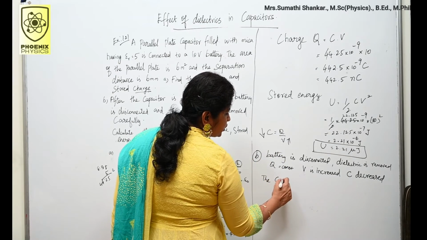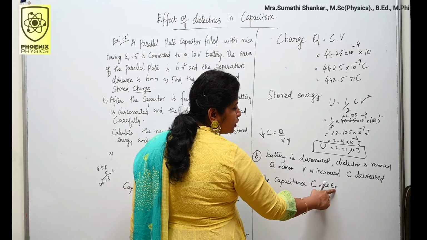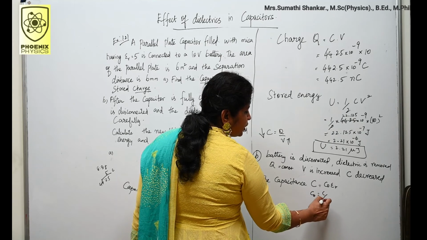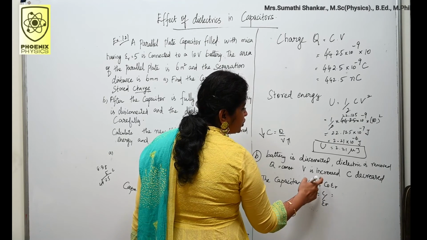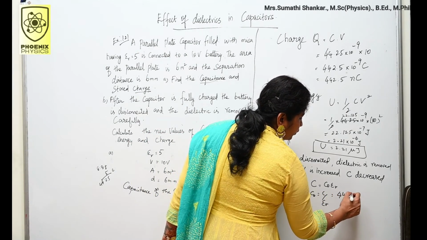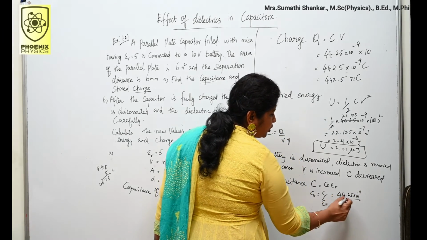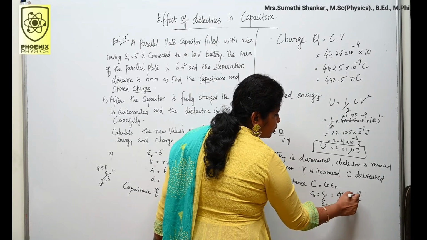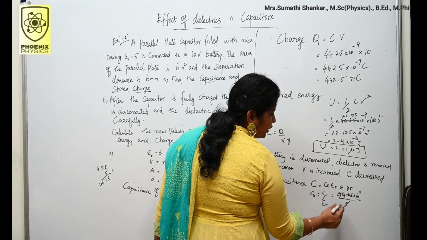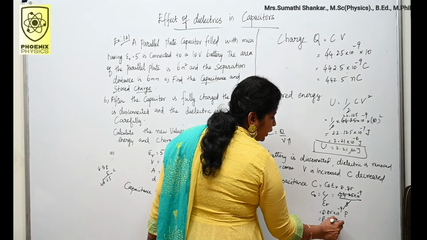The capacitance C naught is C by epsilon r. C value you know, epsilon r you know. So calculate C naught. C is 44.25 into 10 to the power of minus 9 divided by epsilon r, which is 5. Cancel this. So 8.85 into 10 to the power of minus 9 farad, or we can write 8.85 nanofarad.